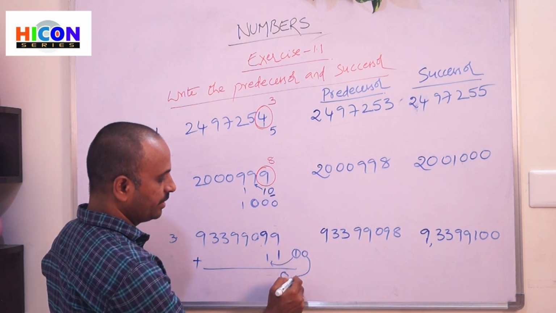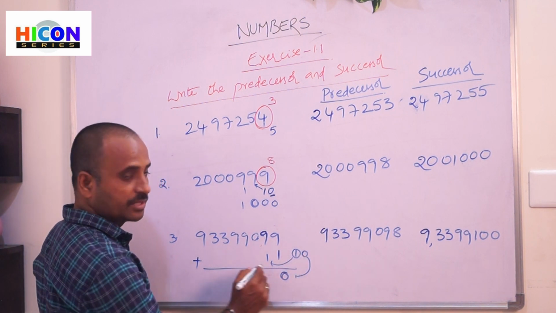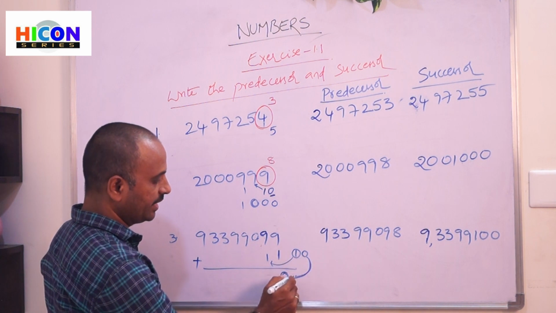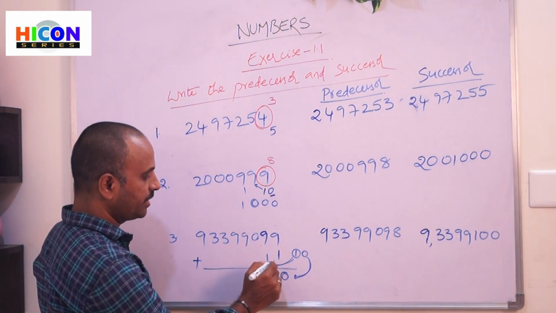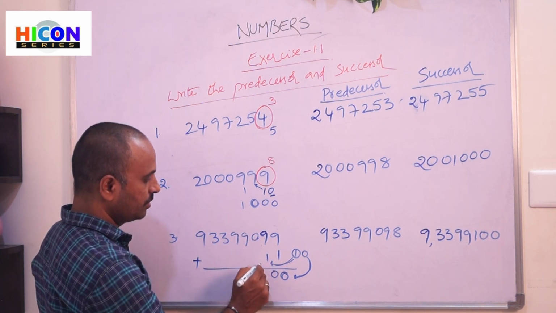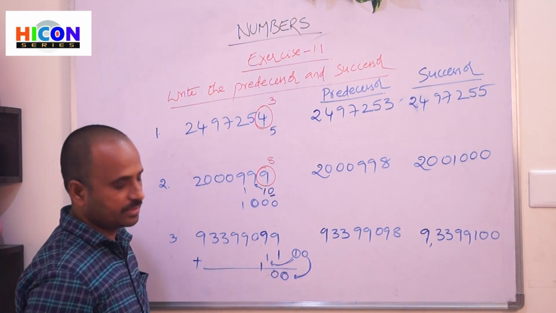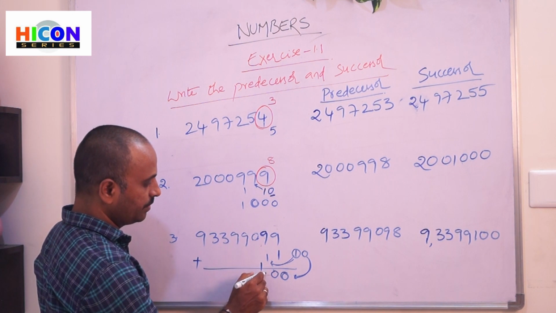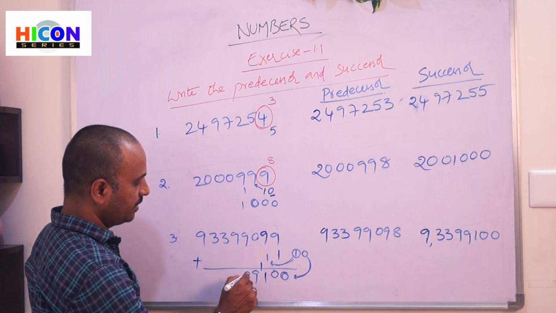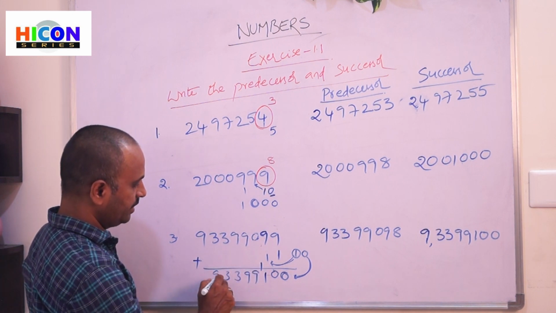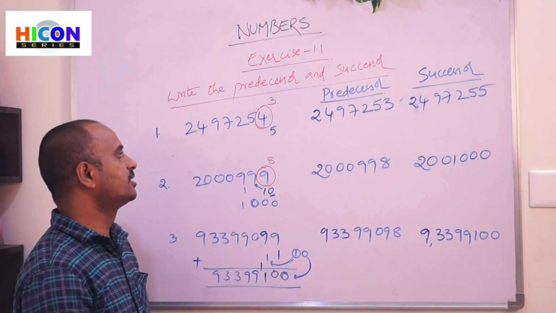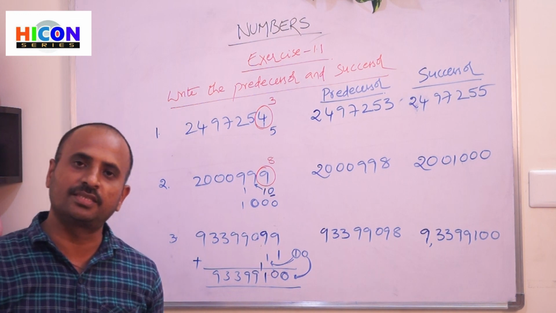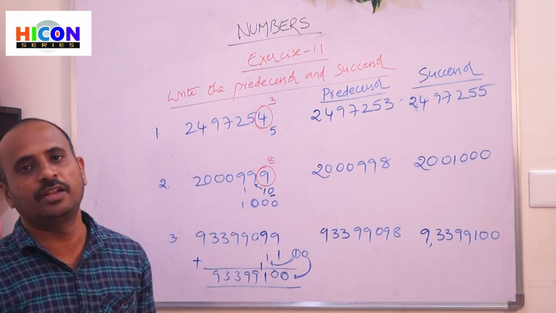So 0 is written here. 9 plus 1 becomes 10. 0 is written here and 1 is carried to the tens place. Again 9 plus 1 becomes 10. So carry the 1 to the hundreds place. So 0 plus 1 becomes 1. So 9, 9, 3, 3, 9. So this is the successor of the number. In this way, we can write both predecessor and successor for a given number.